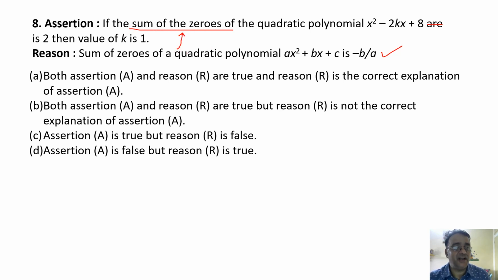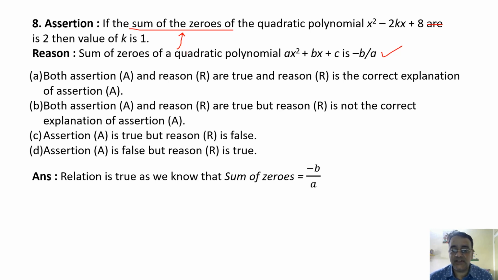यहाँ पे आपको ये check करना है कि assertion correct है कि नहीं. Right. So reason is true. Why? Because we know that the sum of zeros is equal to minus b by a. Now what is the value of b here in the given polynomial? Minus 2k. Right.